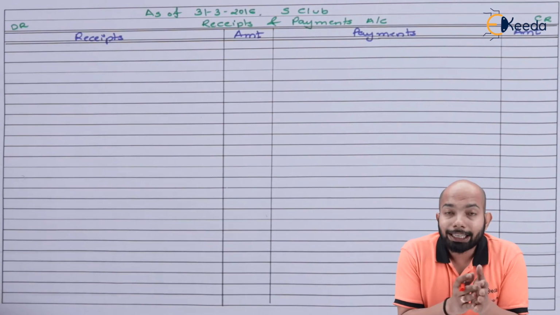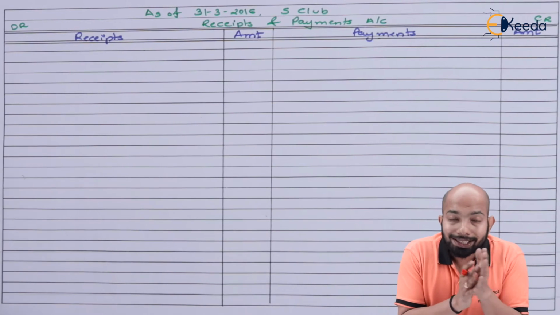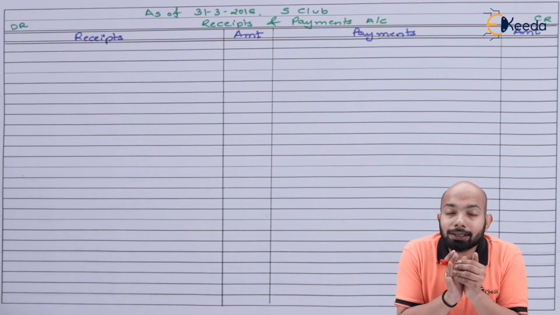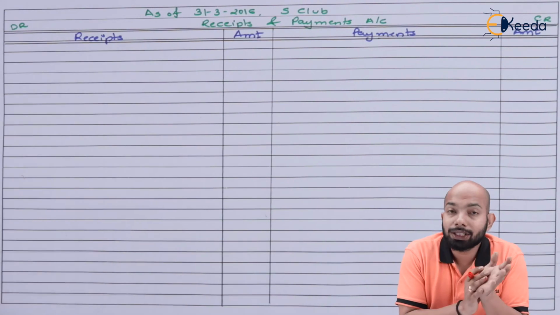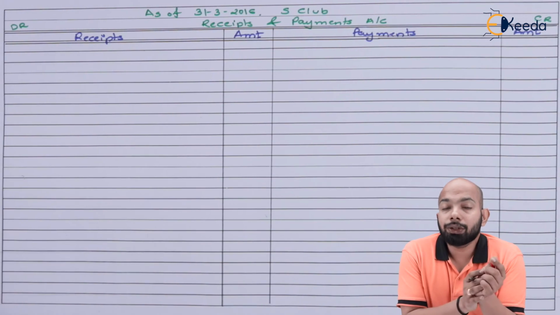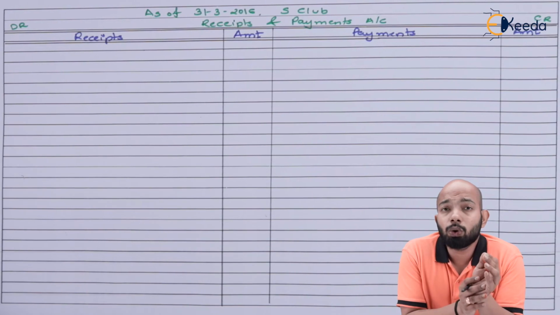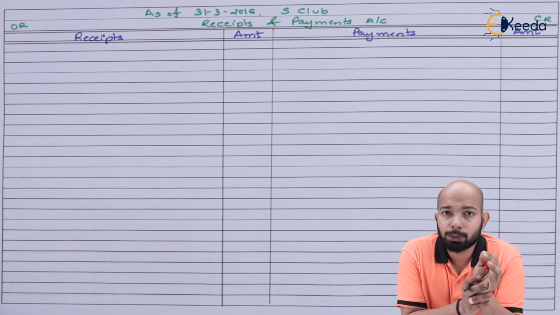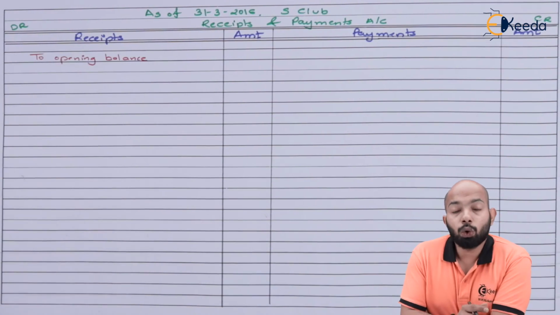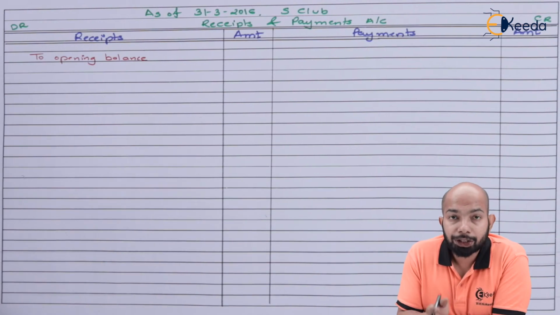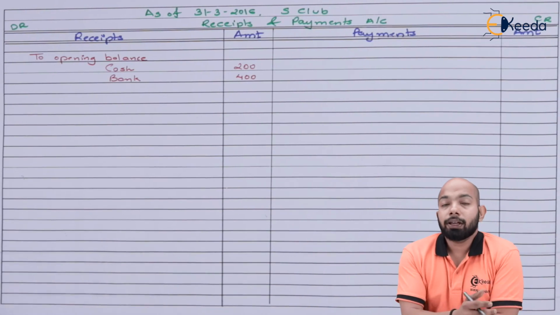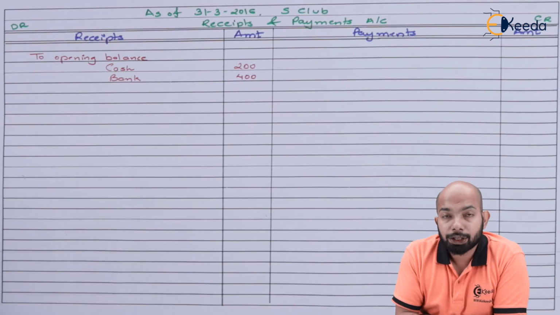So whatever items we have mentioned earlier, we'll start placing those items in the receipt column and the payment column according to the standard of it. Whenever we start with receipts and payments account, we need to use the opening cash balance or bank balance, whatever has been given here. Let's mention that here. So opening balance has been mentioned here. We'll mention cash and bank both. So cash balance 200 and bank balance 400 has been mentioned down here.